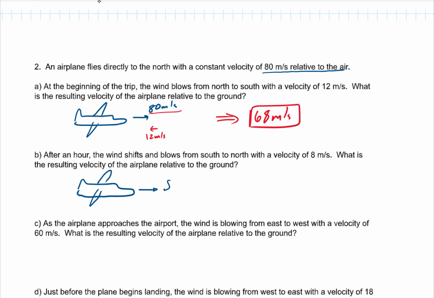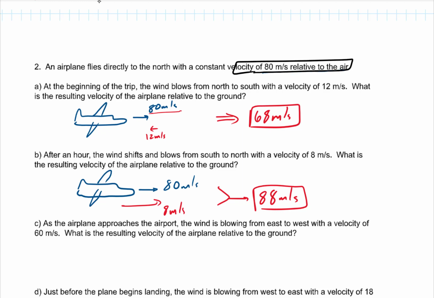Our plane is still going 80 meters per second relative to the air, and the air is going at 8 meters per second in the direction of the plane. So now the plane is going 88 meters per second. So the difference between this and what we were doing before is that we are given the relative velocity, not the actual velocity. So when we're given the relative velocity, we're going to add the relative velocity to the velocity of the other thing to find out what the plane is doing.